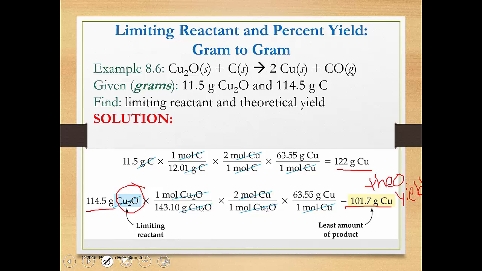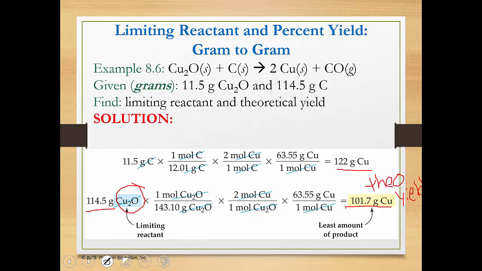And again, they're really good at picking examples where the higher mass is the limiting reactant, but it is not always that way. I just want to keep cautioning on that. But this is a really good example. It really brings home how you can't just look at the mass of something and make that determination. If you look, there's only 11.5 grams of carbon here. There's 114.5 grams of copper 1 oxide. There's 10 times as much copper 1 oxide by mass.